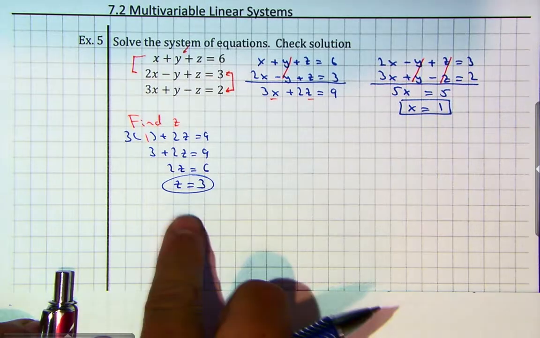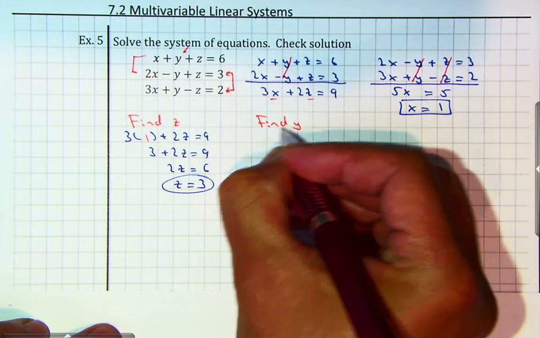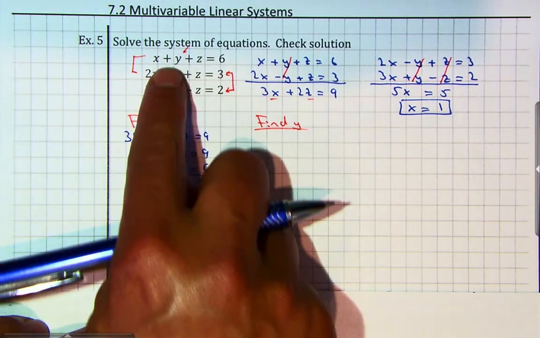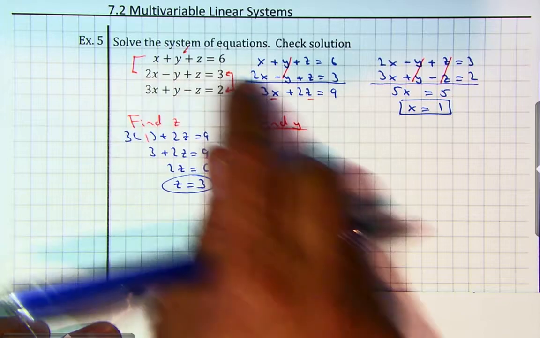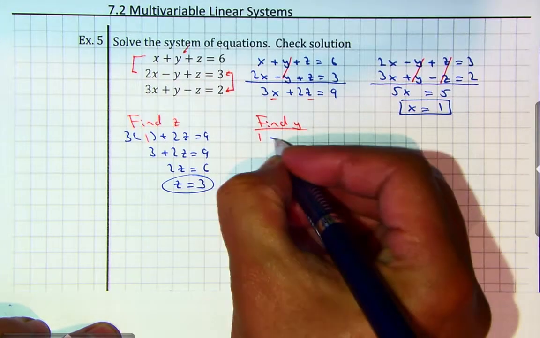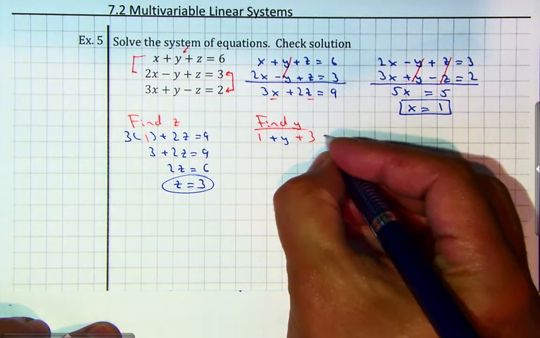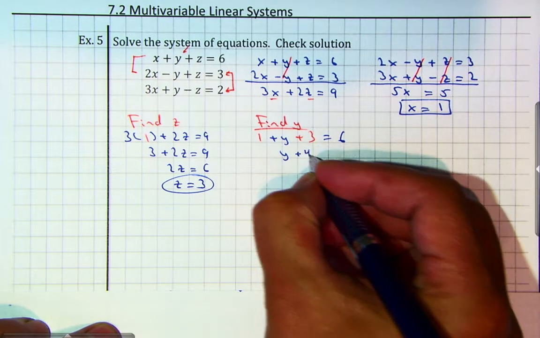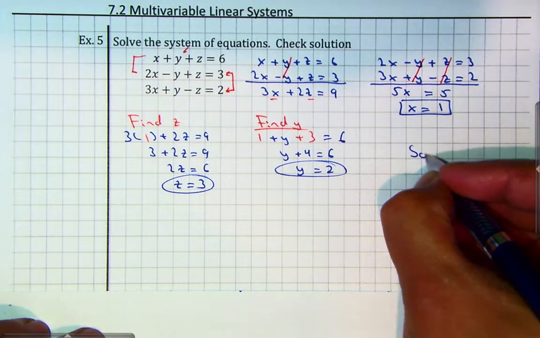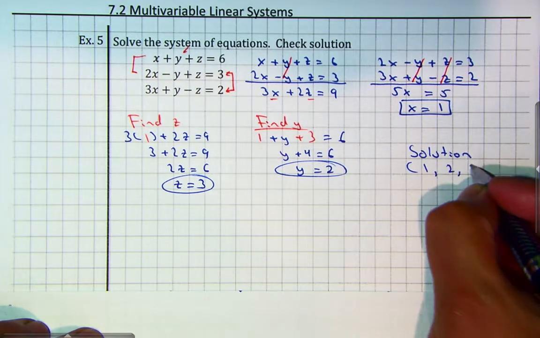I have x, I have z, so I need to find y. To find y, I'm going to plug it into the first, second, or third equation. In this case, I'm going to plug it into the first equation. I actually select the one that has smaller numbers. So therefore, it'll be x, which is 1, plus y, which is what we're looking for, plus z, which is 3, and that'll be equal to 6. So y plus 4 equal to 6, so therefore y equals 2. So therefore, my solution is the point of intersection of all three planes, which is 1, 2, and 3.